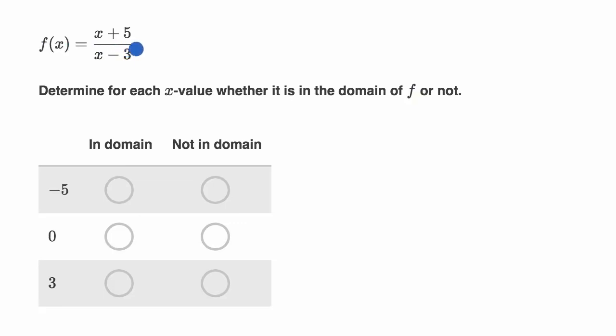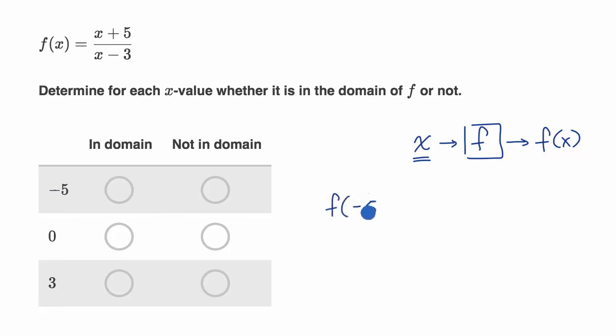All right, so just as a bit of a review, if x is in the domain of our function, that means that if we input our x into our function, then we are going to get a legitimate output f of x. But if for whatever reason f isn't defined at x, or if it gets some kind of undefined state, well then x would not be in the domain. So let's try these different values. Is x equal -5 in the domain of f? Let's see what happens if we try to evaluate f of -5.